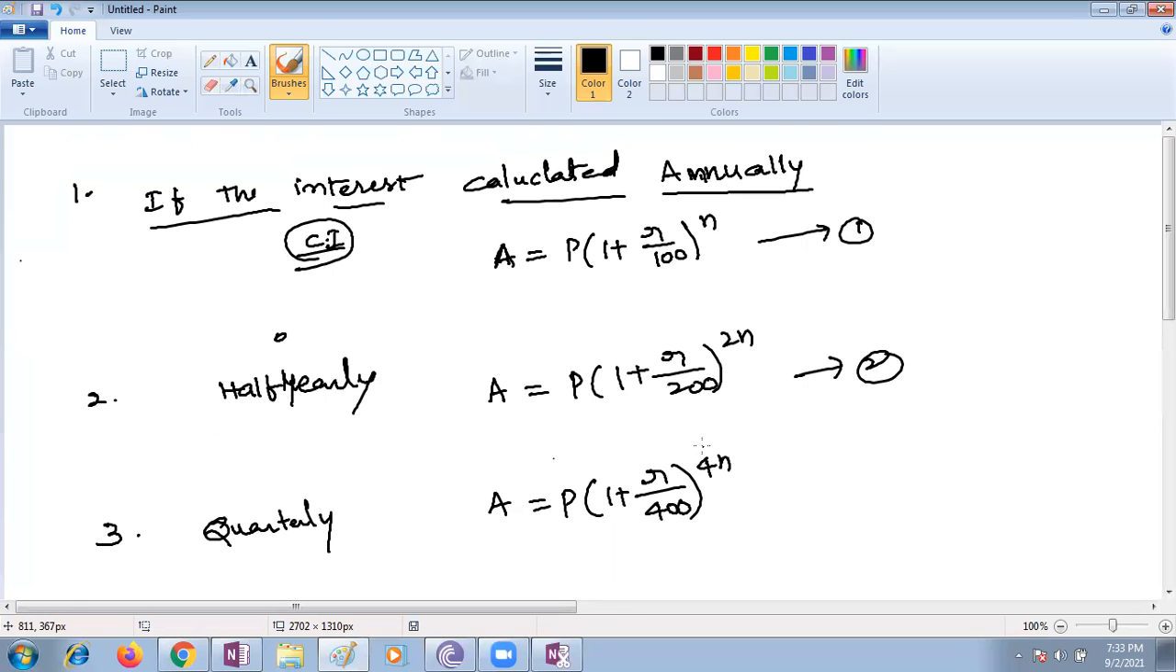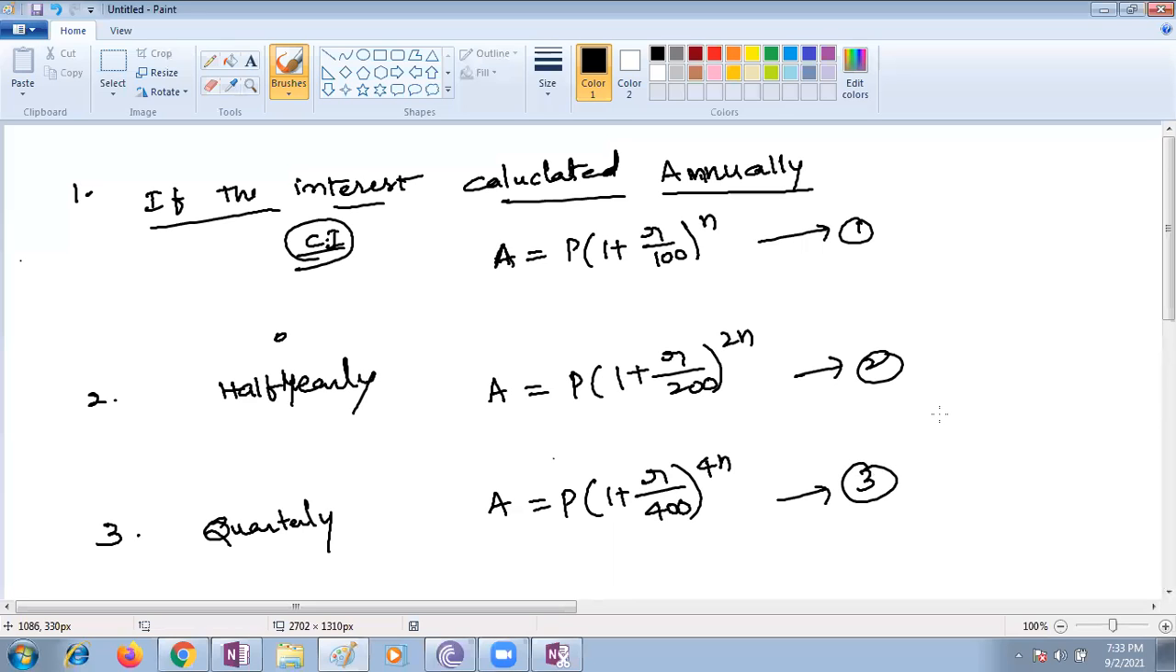Okay, ma'am. Sometimes the question will give compounded monthly also. Compounded monthly means who will give the formula? Ma'am, can I try? Yes, yes. Ma'am, R by 1200. Very good. All R by 1200 whole to the power 12n. Very good. Who is this, Lalit? Yes, ma'am. Right. Very good, Lalit.